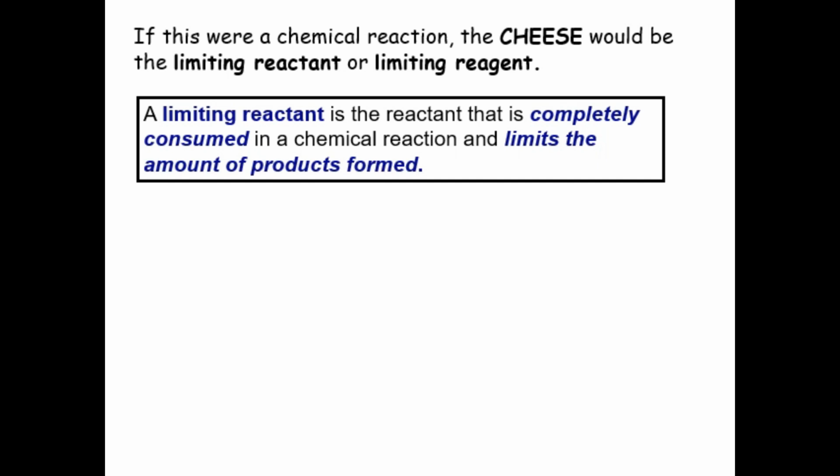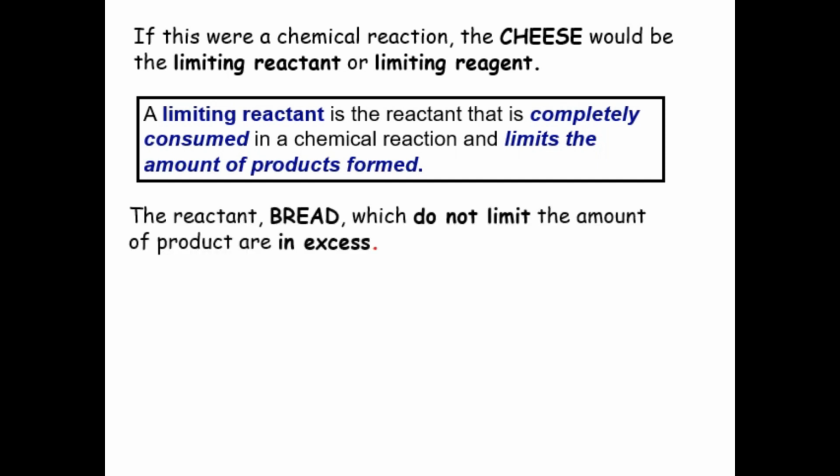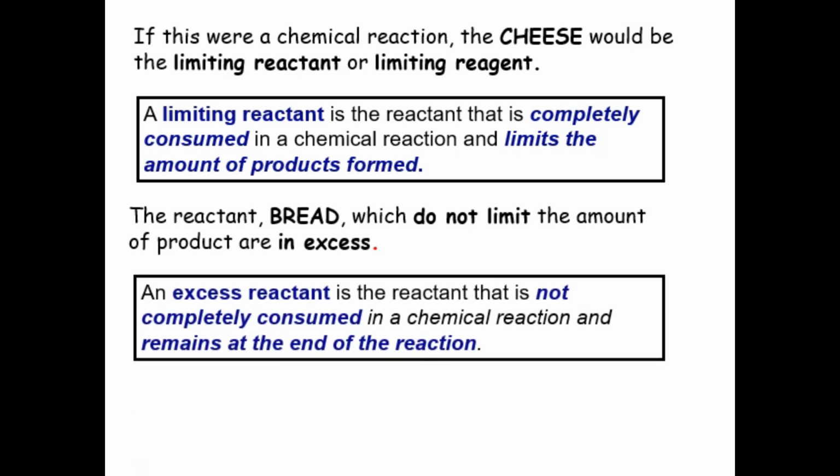A limiting reactant is the reactant that is completely consumed in a chemical reaction and limits the amount of products formed. Now look at the other reactant, bread, which does not limit the amount of product and is in excess. Thus, we can define an excess reactant as the reactant that is not completely consumed in a chemical reaction and remains at the end of the reaction.